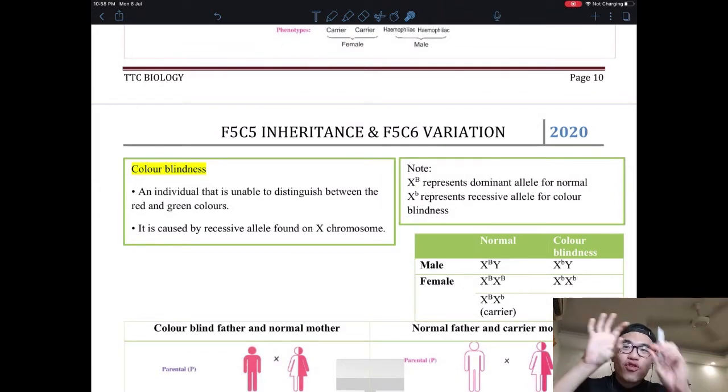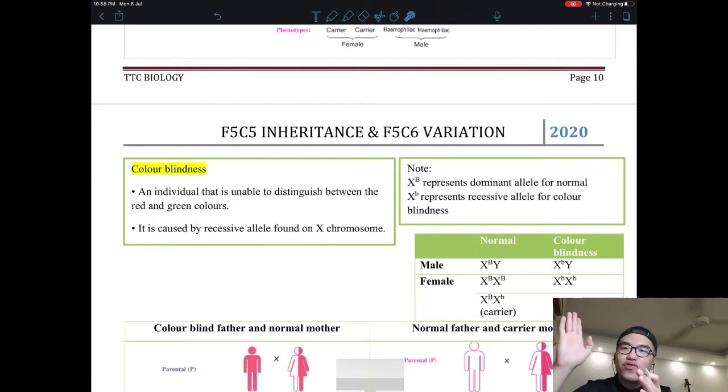Okay, so you have 46 chromosomes. Like I said, the first 44, the autosomes, carry different characteristics. But the X chromosome, the sex chromosome, carries certain characteristics. For one, it's your color determination, I mean, the ability to distinguish red and green, which is color blindness. Okay, so I will talk about this later.